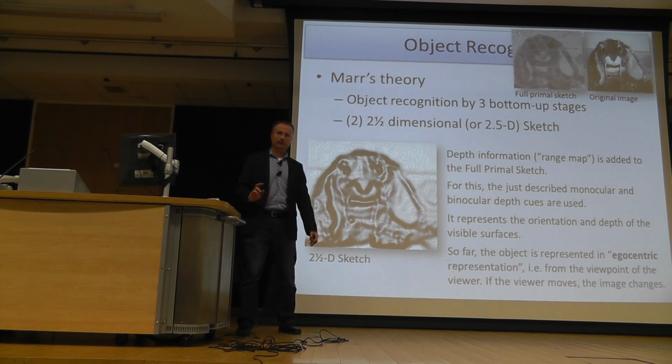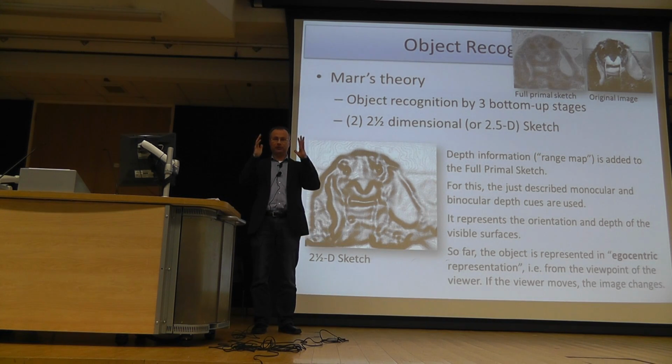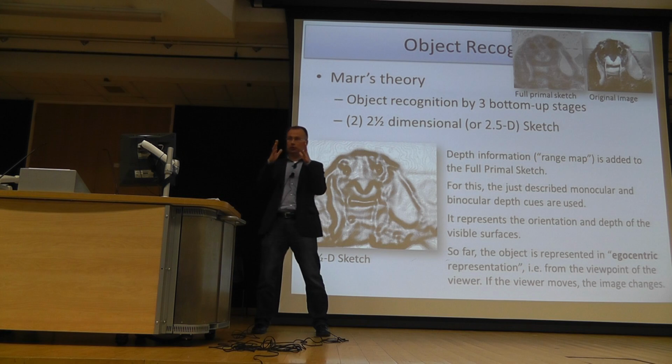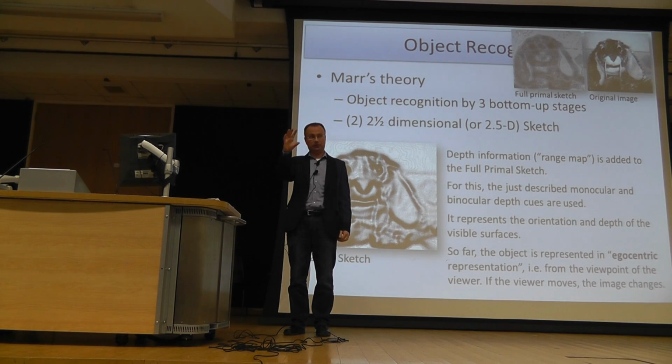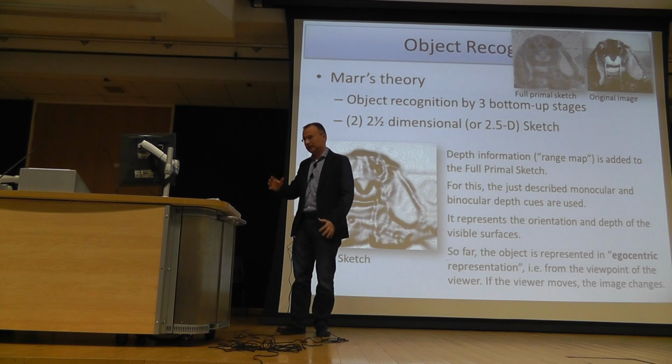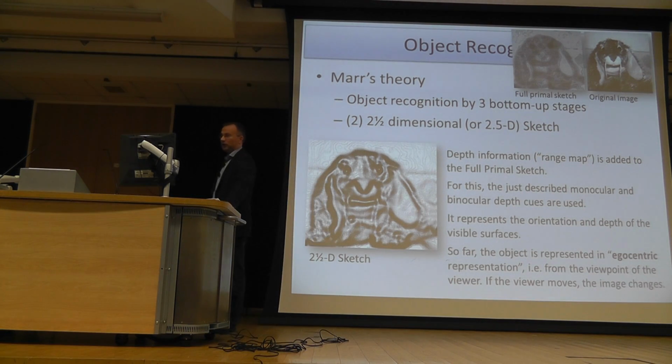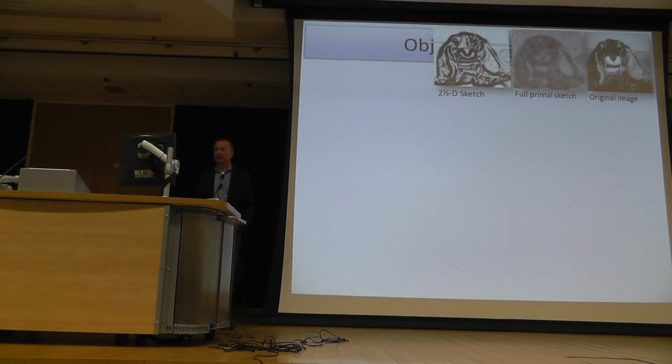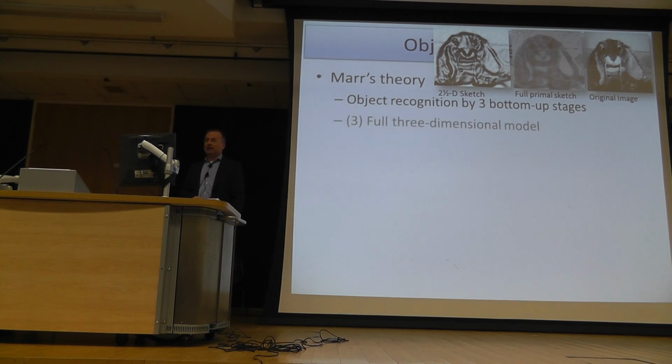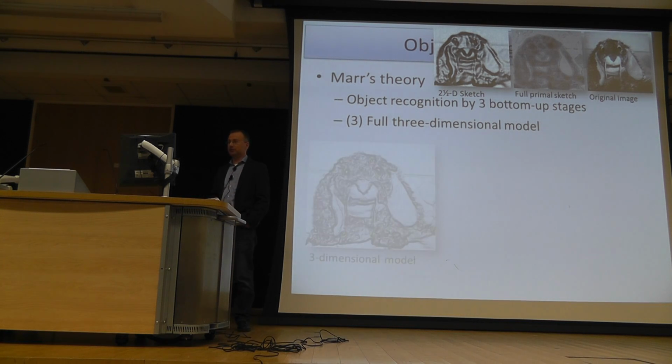And egocentric means that we have the representation in terms of we are the center point. If we move, the image moves, and the representation of the rabbit moves. So it's focused on the viewer. It's the viewpoint of the viewer. So we have original image, full primal sketch, 2.5D sketch. And then we have the full three-dimensional model as the third step.